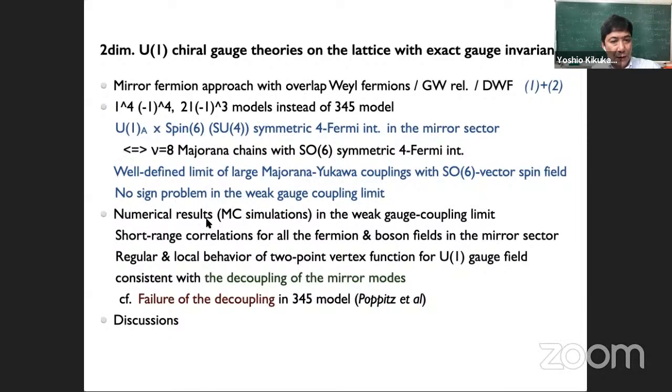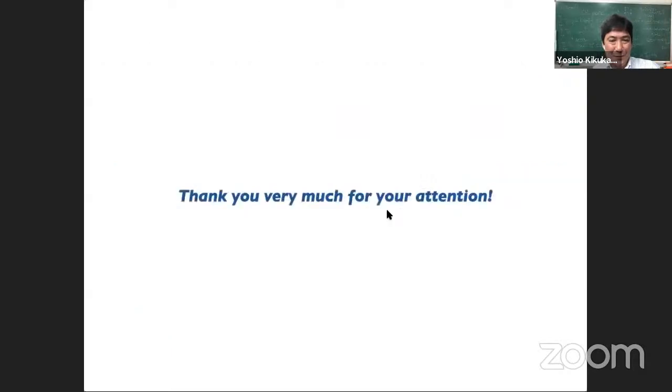We did some Monte Carlo simulations and obtained numerical evidence that all the fermion and boson fields in the mirror sector have short range correlations. We also have a regular local behavior of the 2-point vertex function for the U(1) gauge field in the mirror sector, and it is consistent with the decoupling of the mirror model. This is the opposite of the result reported by Popitz et al., but what we obtained is as I explained. So thank you very much. That's all.